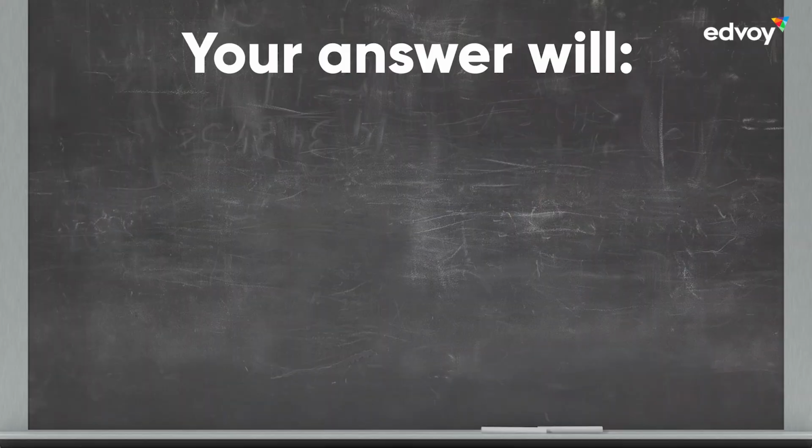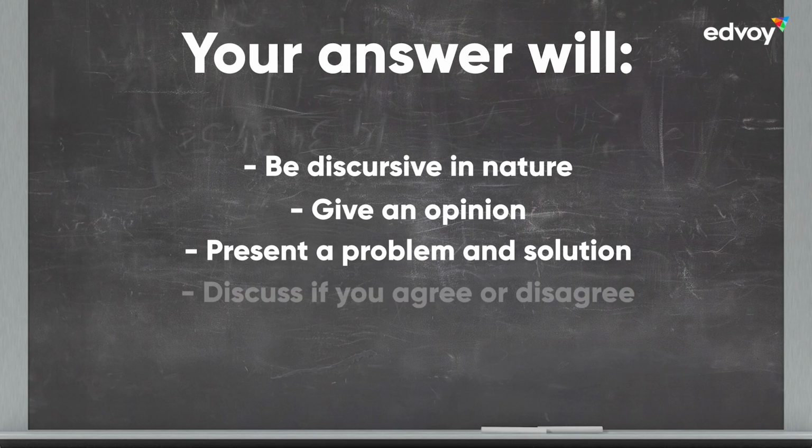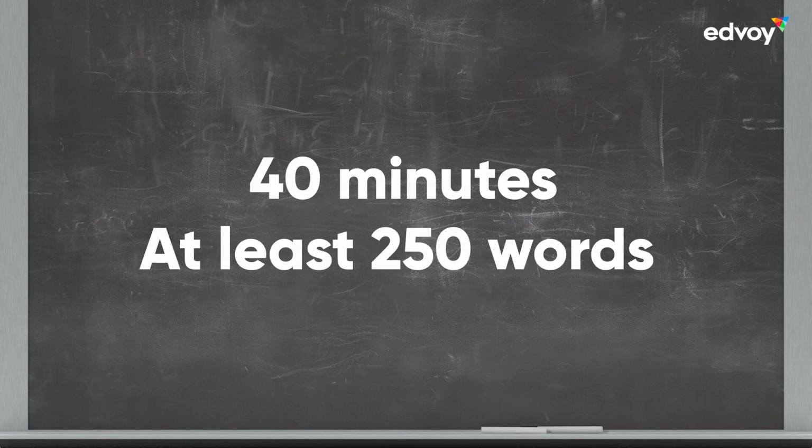In Writing Part 2, you'll be given a topic to write about in an academic or neutral style. Your answer will have to be discursive in nature, which means you may have to give an opinion, present a problem and a solution, or discuss whether you agree or disagree with the point of view. You'll have about 40 minutes to do this, and you should write at least 250 words.